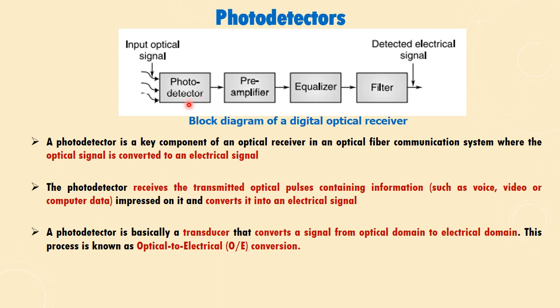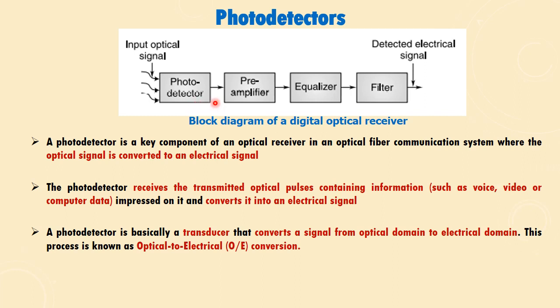The input of this photodetector is nothing but an optical signal, or we can call it a light signal. That light signal has to be converted into the equivalent electrical signal. So that is the purpose of the photodetector.